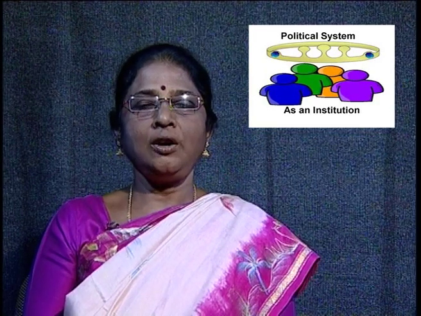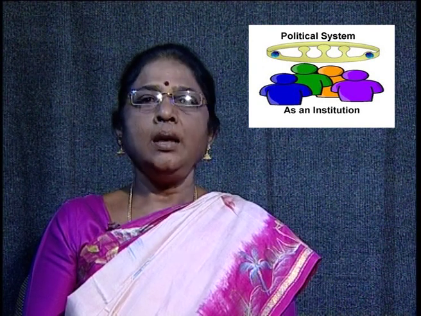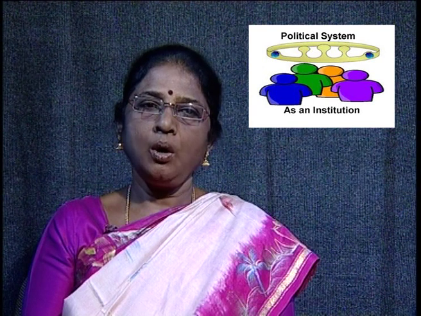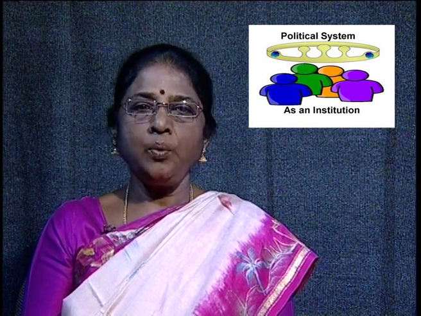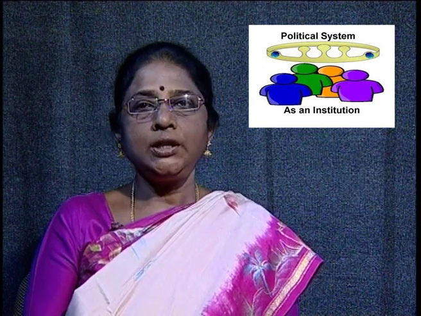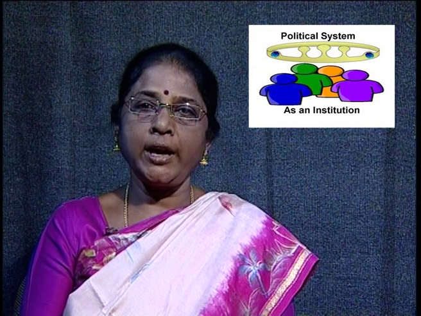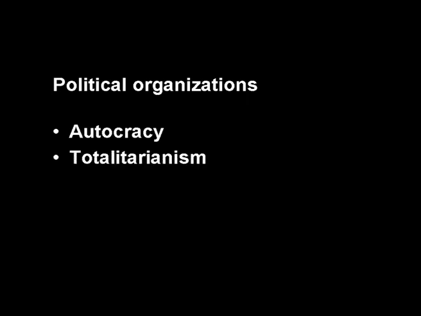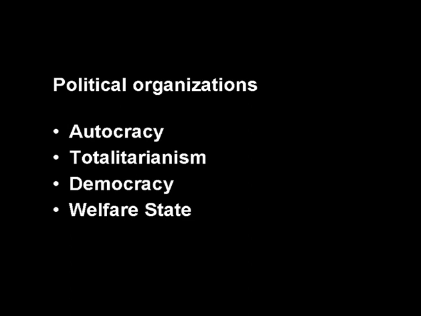Different types of political organizations like monarchy, dictatorship, totalitarian government, republic or democracy emerged when the societies passed through various stages. The changes took place over a period of time in the history of every society. The political organizations may be classified under four broad categories. They are autocracy, totalitarianism, democracy and the welfare state.